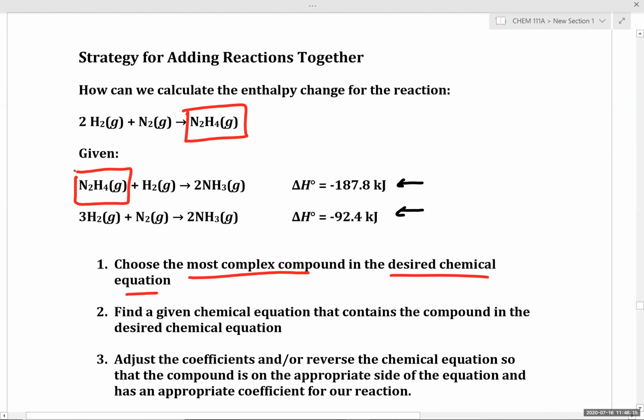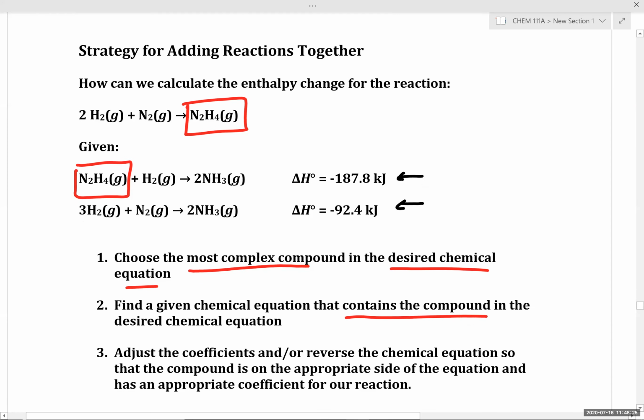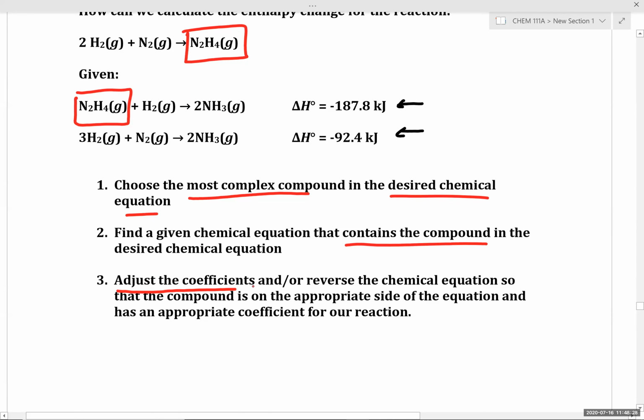And I'm going to find a given chemical equation that contains that compound. Okay? So I put a box around hydrazine. Now what we have to do is adjust the coefficients or reverse the chemical equation so that the compound is on the appropriate side of the equation and has the appropriate coefficient. So, is hydrazine on the correct side in our given equation? If I want my given equation to match my desired equation, it's not on the right side.